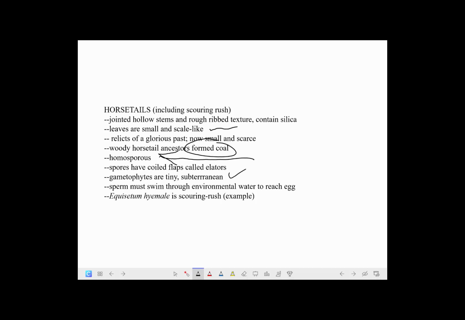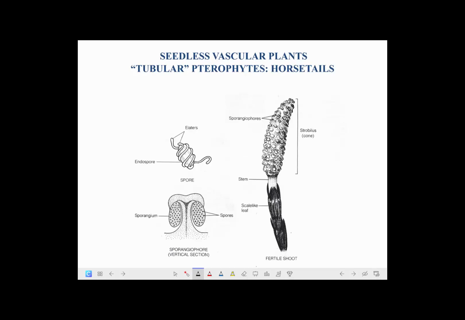The gametophytes are really small, and like all non-seed plants, sperm must swim through environmental water to reach the egg. That's because the sperm don't travel in the pollen grain the way they do for seed plants. And an example we'll see a lot of is this Scouring Rush.